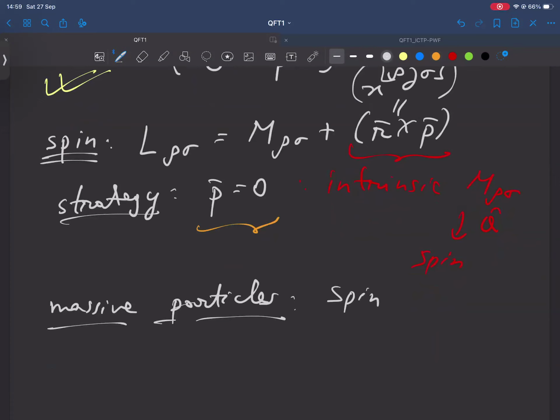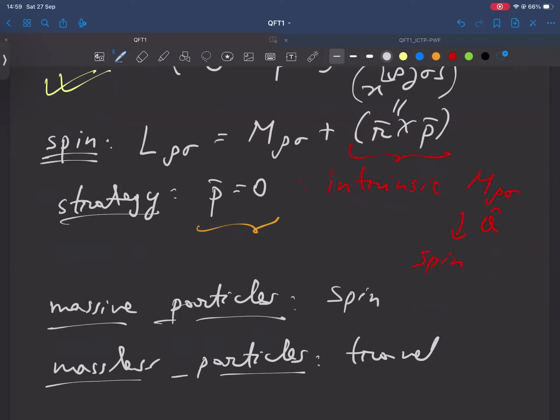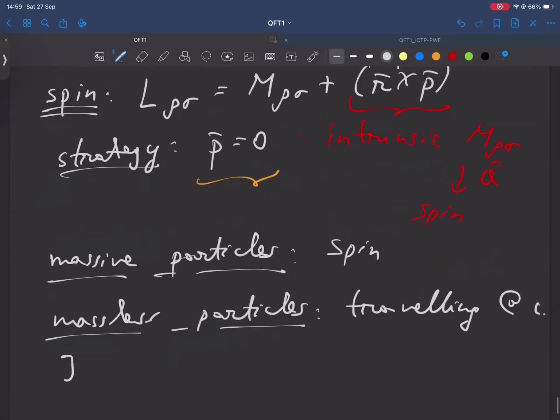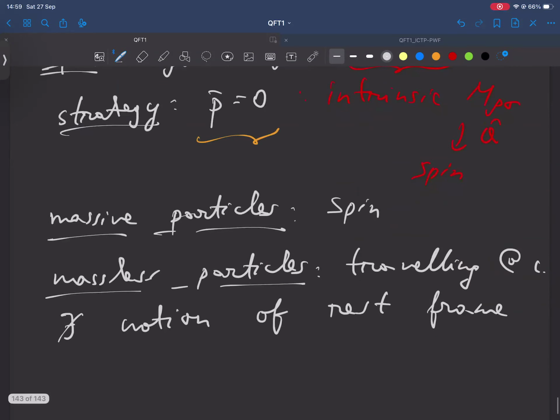But for massless particles, as you know, because they are massless, by relativity they're always traveling at the speed of light. So there doesn't exist a nice notion of rest frame. And it becomes weird.